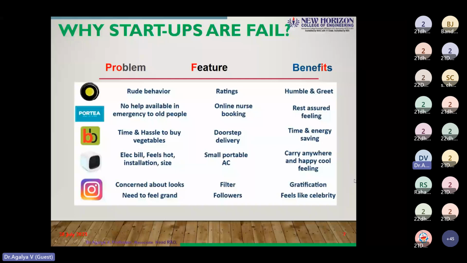That is the advantage of social media for the businessman. This is also a successful startup of all the social media makers. And the next is, you can see the problem, features, and benefits. Some more companies are in proteins.